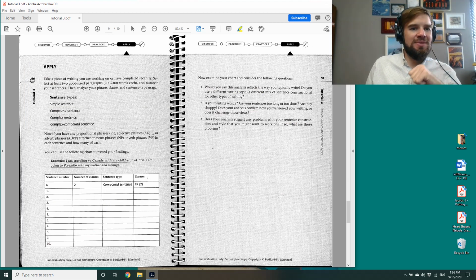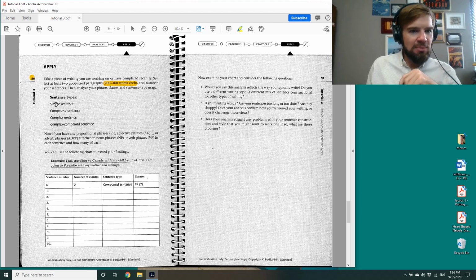All right. We're going to move on to page 56. The final activity here says apply, and we'll talk about this activity, but again, I'll read through it as we finish up with this tutorial. So page 56 says, take a piece of writing you're working on or have completed recently. Select at least 2 good-sized paragraphs, maybe 200 or 300 words each, and number your sentences. Then analyze your phrase, clause, and sentence type usage.